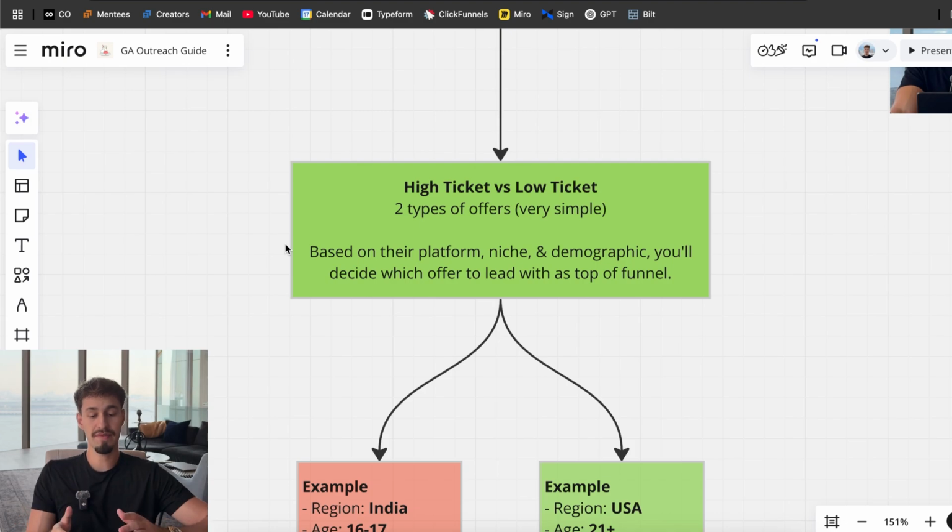Based on their platform, niche, and demographic, you'll decide which offer to lead with as your top of funnel. And when I say top of funnel, I mean what's in their Instagram bio, what's in their YouTube bio, what's the main link they push, because they're not going to push a link that has an option to buy 2 packages. That doesn't work. You have to push one or the other as the top of your funnel.